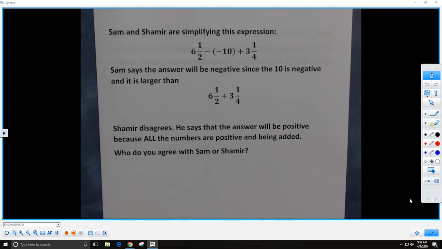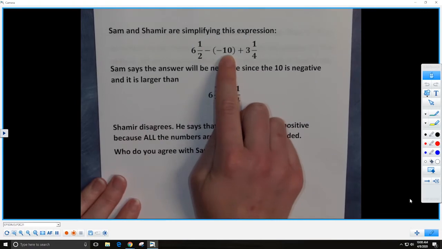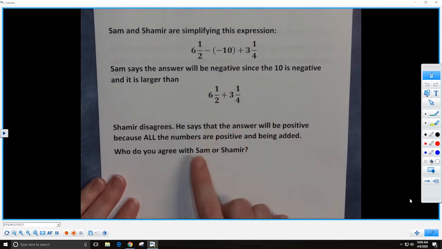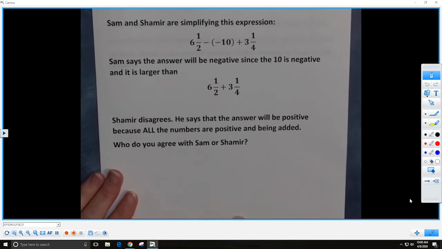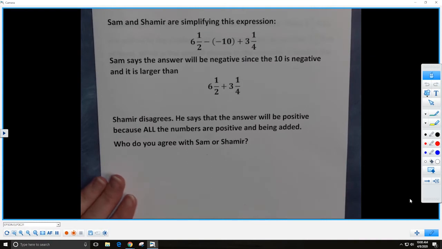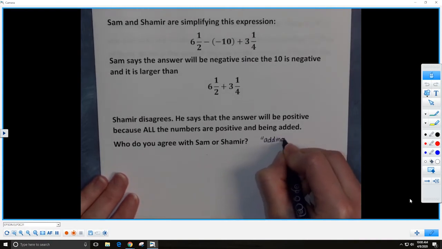Well, let's take a look at this. First, Shamir says that it's going to be a positive answer because all of those numbers are positive and they're all being added. When we look back up here, we've got subtraction and a -10. So we need to figure out whether Shamir is even correct in his statement about them all being positive and being added. Remember in previous lessons, we've discussed this phrase of adding the opposite.